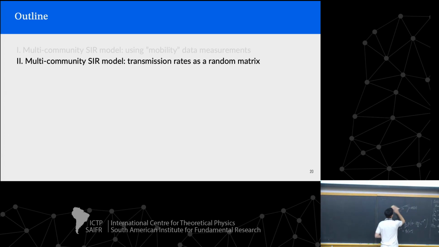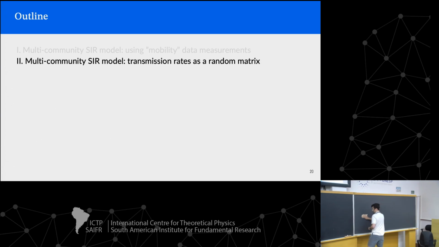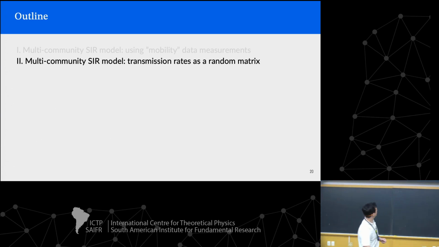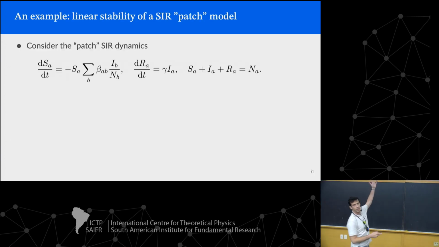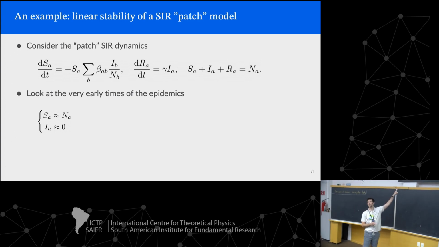And I'm going to show an example, which is similar to what Roberto was talking about the other day: what's happening in the early time of the epidemic. So if I consider again this patch model, very complicated, I'm saying I'm interested in what's happening initially. Initially, the number of susceptible persons is very close to the total population size, and the number of infected individuals is very close to 0, because that's the beginning.